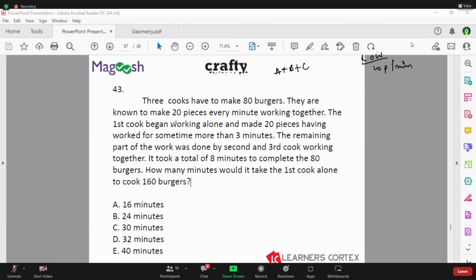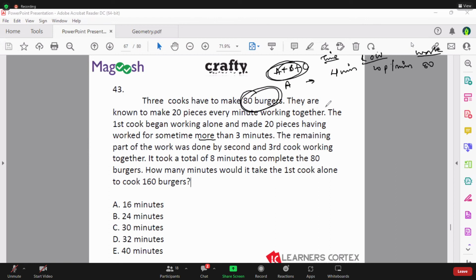Okay. It says that the first cook began working alone and made 20 pieces, having worked for some time more than 3 minutes. Now sometime more can be 3 minutes 1 second, 3 minutes 20 seconds, 3 minutes 30 seconds. It can also be 1 minute more than 3 minutes. So we do not know. If all three cooks make 80 burgers together, they will take 4 minutes in total.